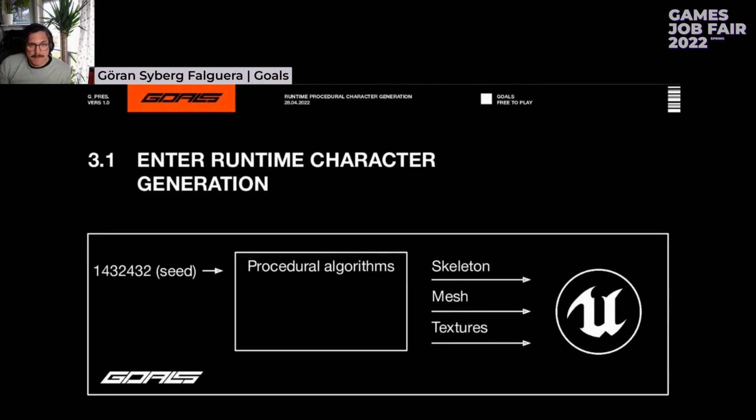So when you boot the game, you would get a list from the backend with the seeds that belong to you, that you have the right to use. And then we feed them into our procedural box, and we create the skeletons, the meshes, and the textures that make sense for Unreal Engine in the goals use case. And then we instantiate everything. And to change this, we could simply update the procedural algorithms. Or when I say change this, I mean add new features or new materials or whatever.